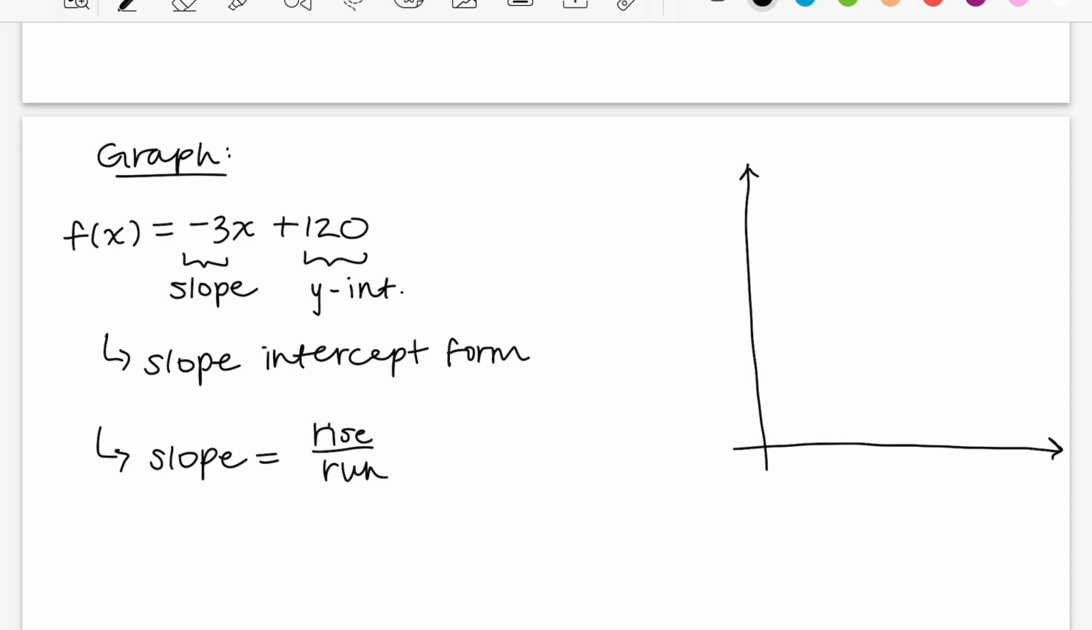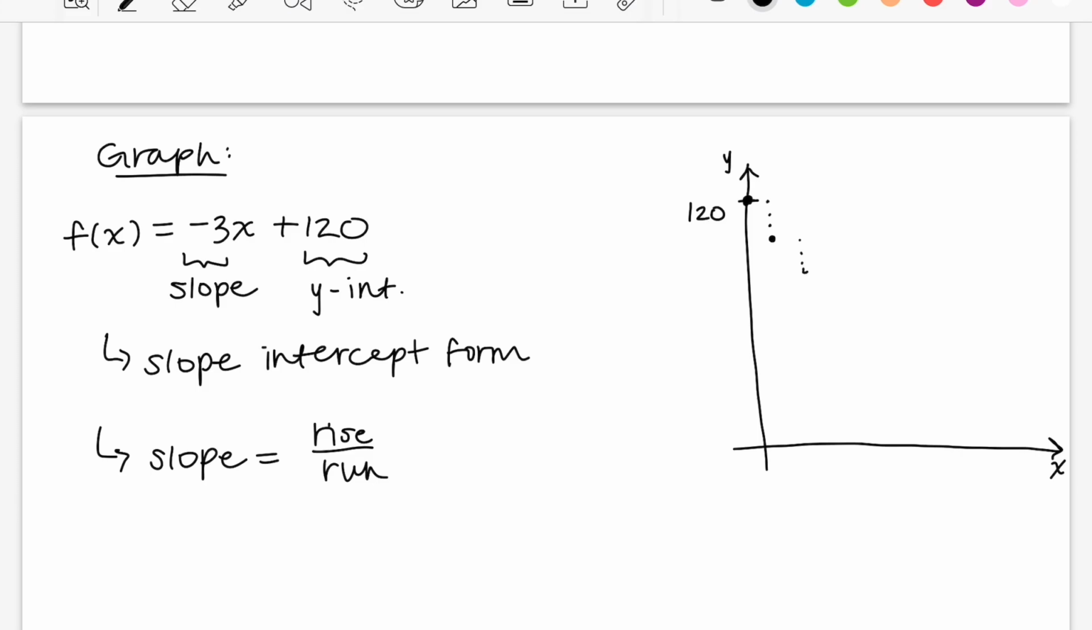So we'll use that and the fact that our y-intercept is 120, so we'll say that 120 is right about here. So we know that our graph is going to intersect the y-axis at that point. And then we also know that our slope is minus 3. So our graph is going to be going in this direction because we have a negative slope. And we know that rise over run, so our rise will be 3 and our run will be 1. So that means we're going to go over 1 and then down 3. Then we'll go over 1 and then down 3.